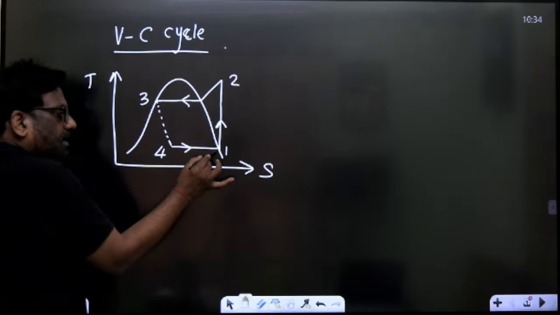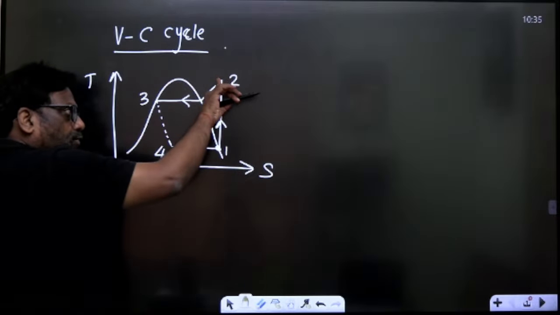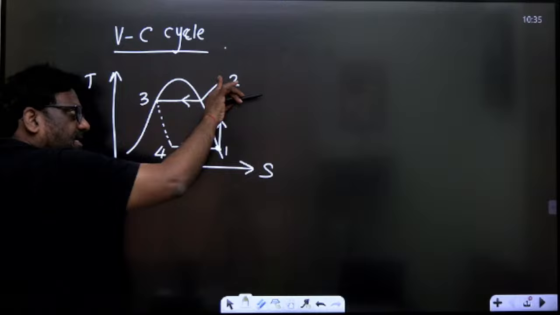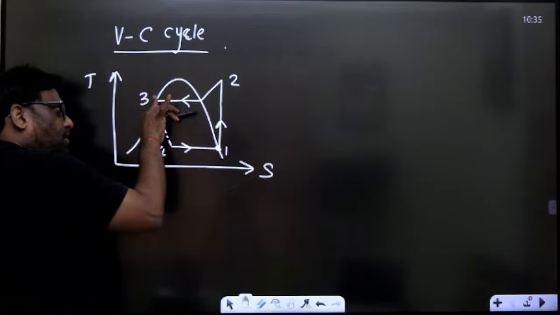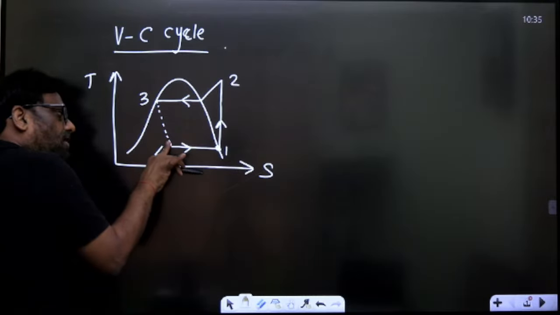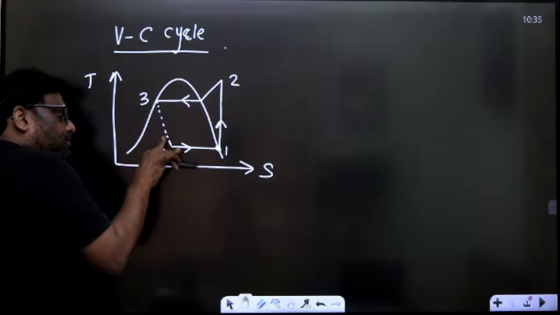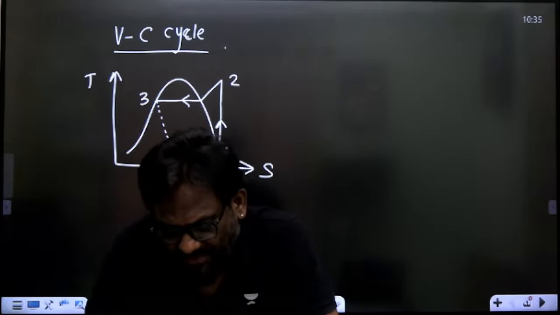Can you tell me what is 1? It is the inlet to the compressor or exit of the evaporator. 2 is the exit of the compressor or inlet to the condenser. 3 is the exit of the condenser or inlet to the expansion device. 4 is the exit of the expansion device or inlet to the evaporator. These things we have seen in the last class.